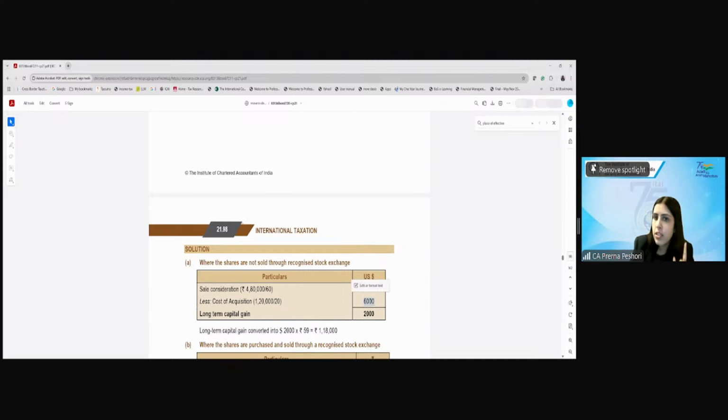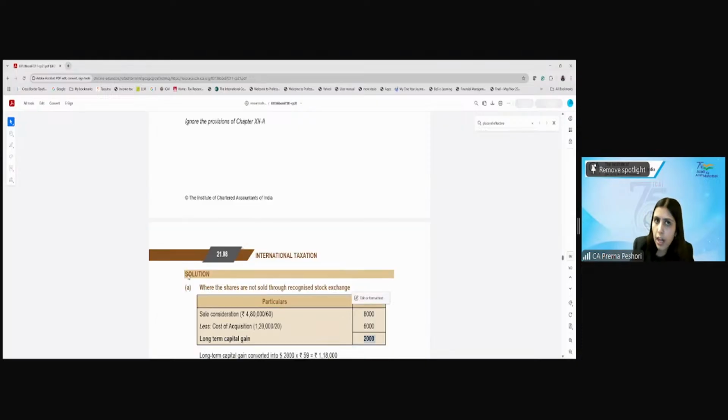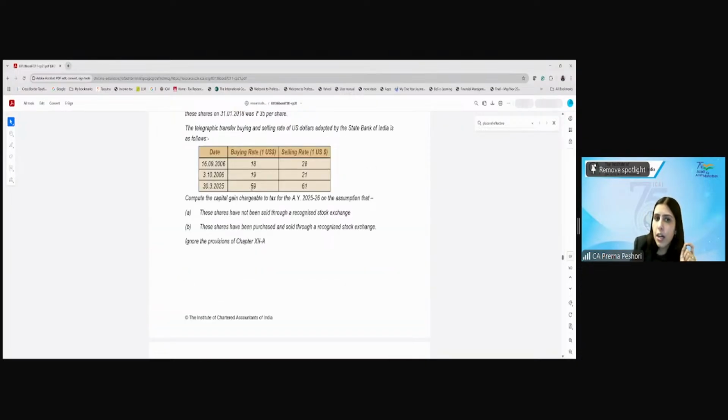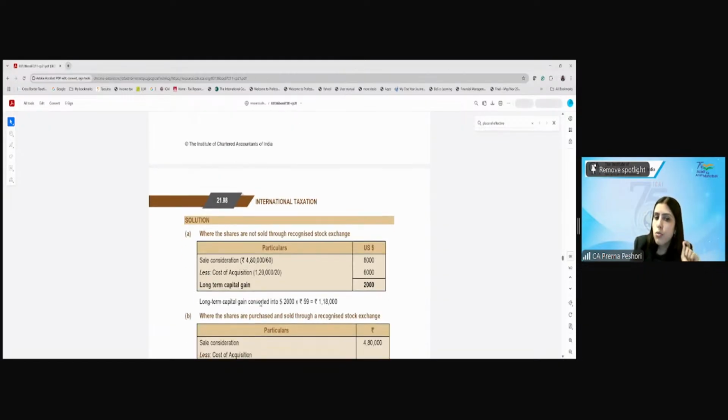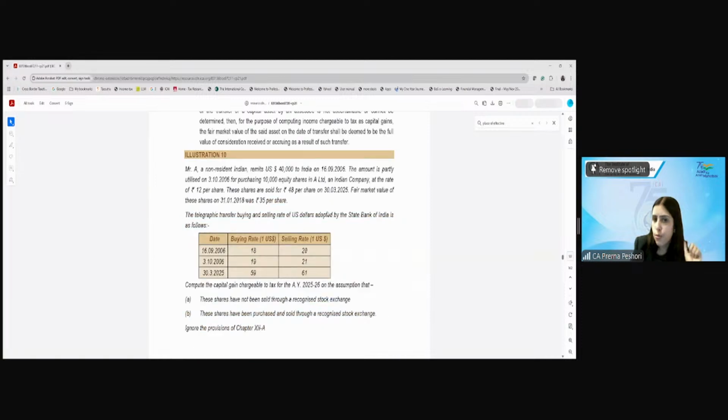So 8,000 minus 6,000 is 2,000, my gain. This 2,000 I will convert again into INR using the TTBR rate as on the date of transfer. 30th March is the date of transfer, 59 rupees is the rate. So 2,000 into 59 is my 1,18,000. This is as per the first proviso to 48. Are we clear? Yes or no? So this is what you have to do.